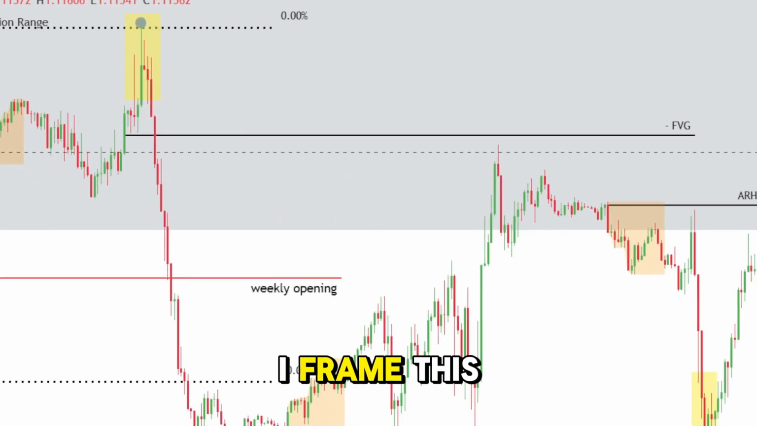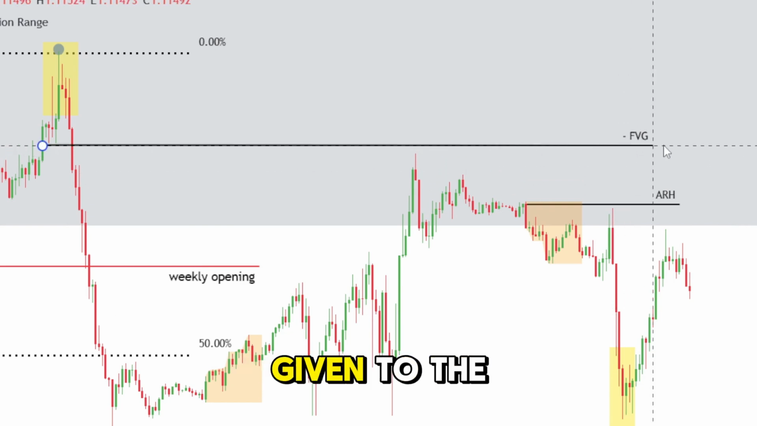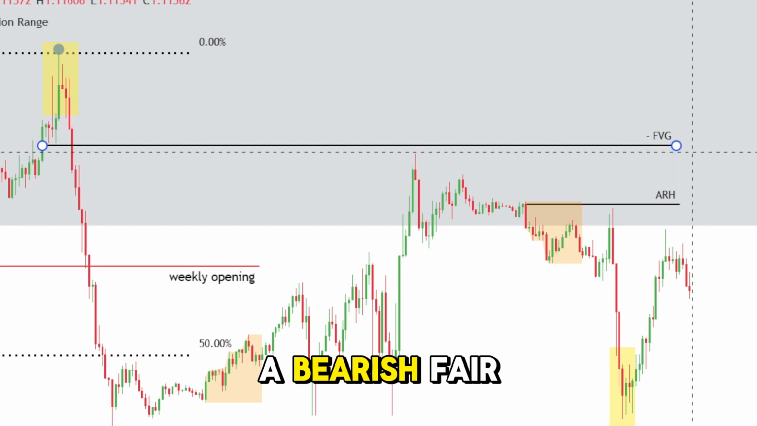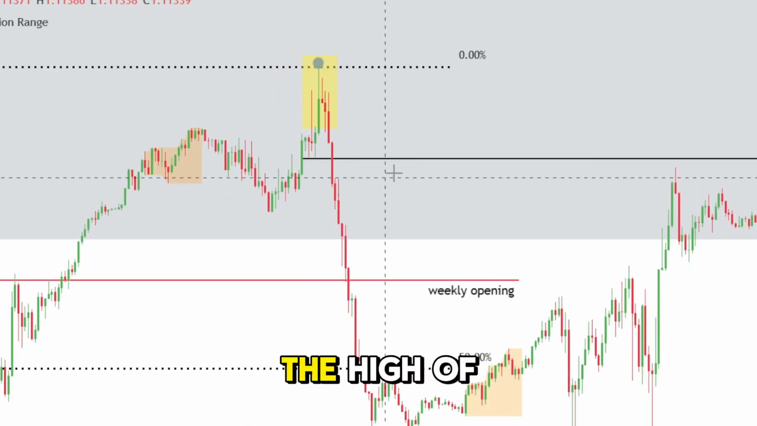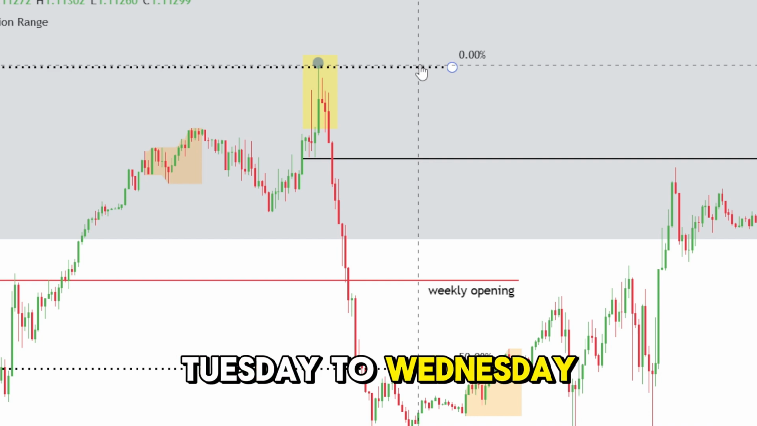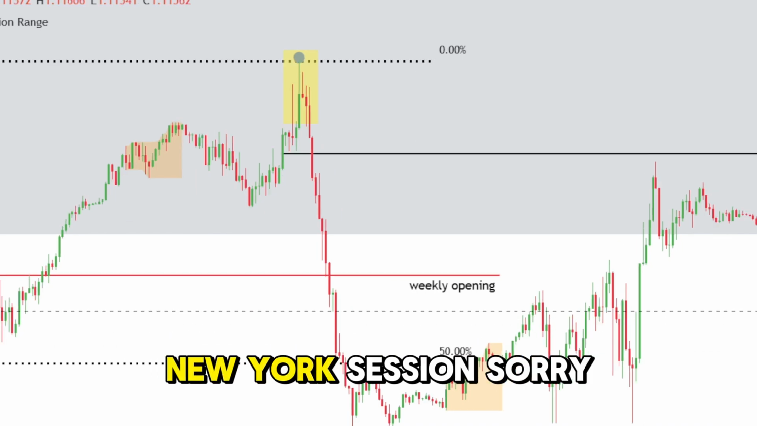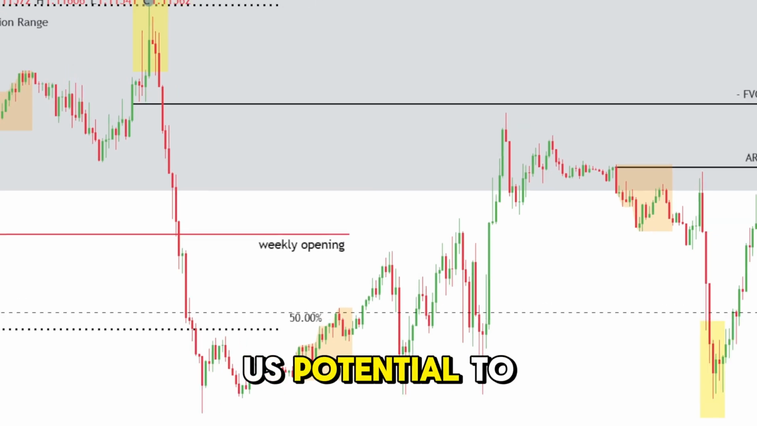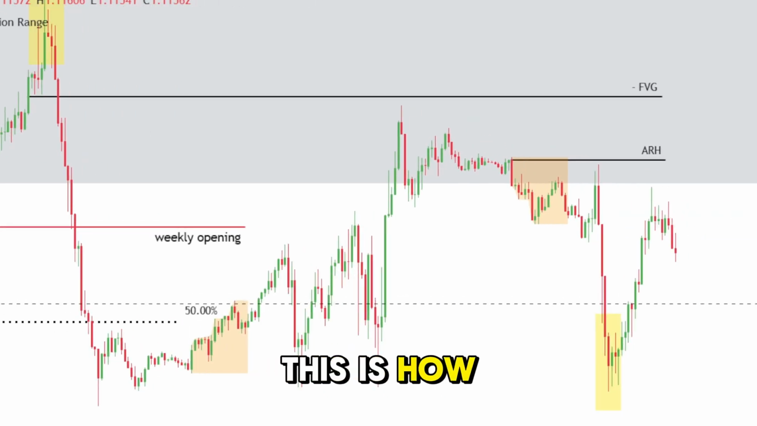So how did I frame this sell trade? This sell trade was given to the community members. We're coming into a key level, a bearish fair value gap. We have potentially the high of the week, which normally forms by about Tuesday to Wednesday, New York session, and we're above this weekly opening. So this gives us potential to look for sells. This is how I frame it.